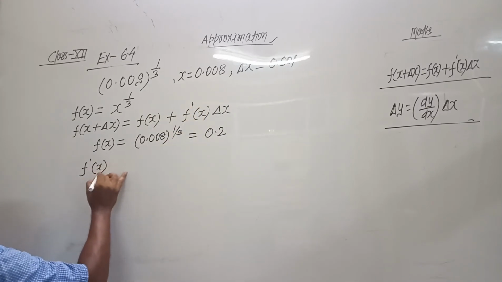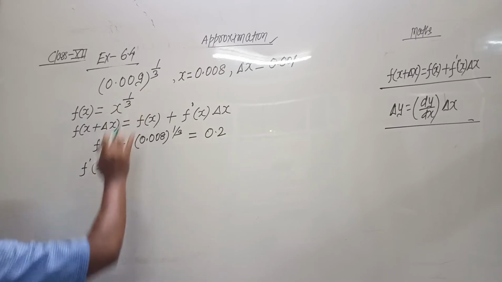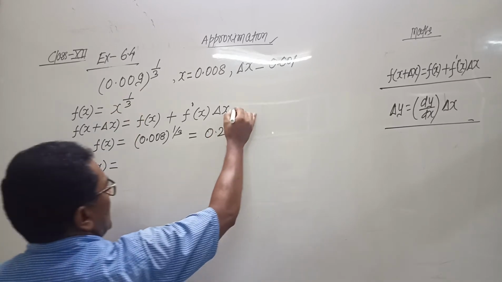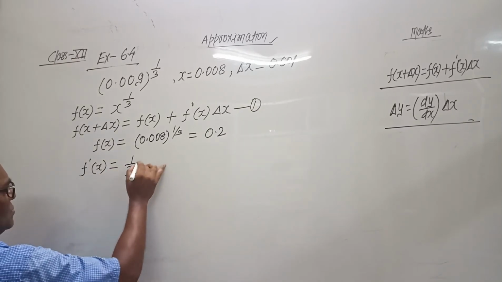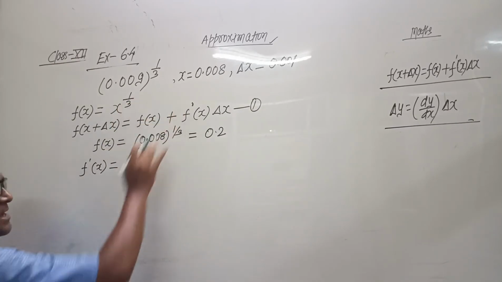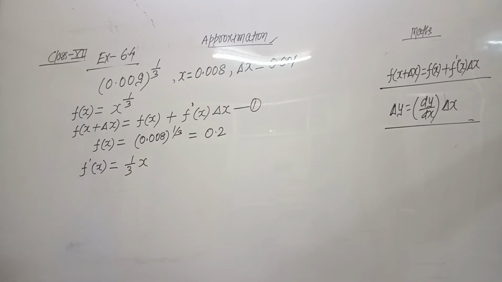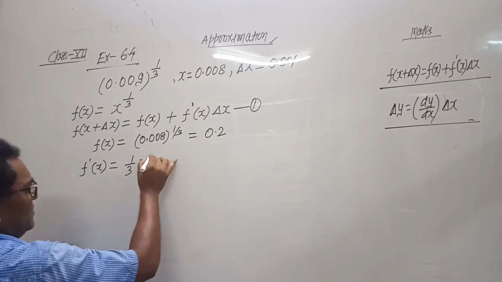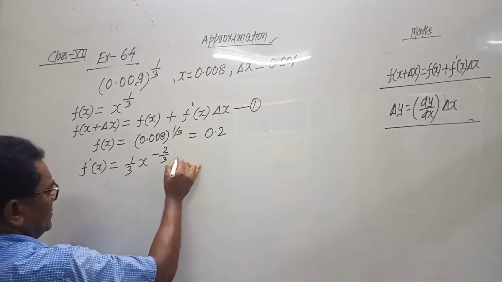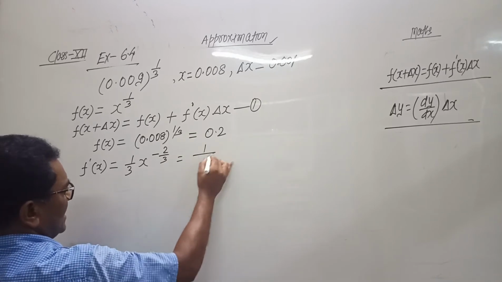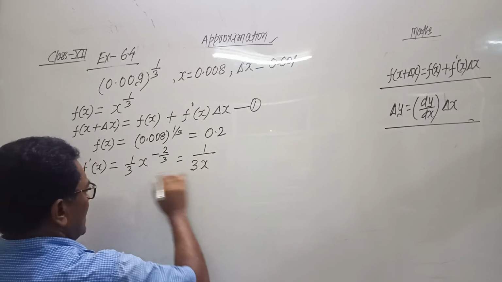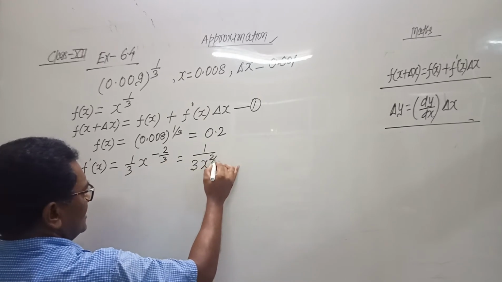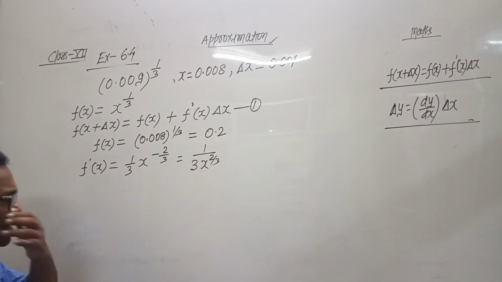So f dash x, differentiating x raised to the power 1 by 3, we use n into x raised to the power n minus 1. 1 by 3 minus 1, we get minus 2 by 3. And this can be written with positive indices as 1 by 3 and x raised to the power plus 2 by 3.